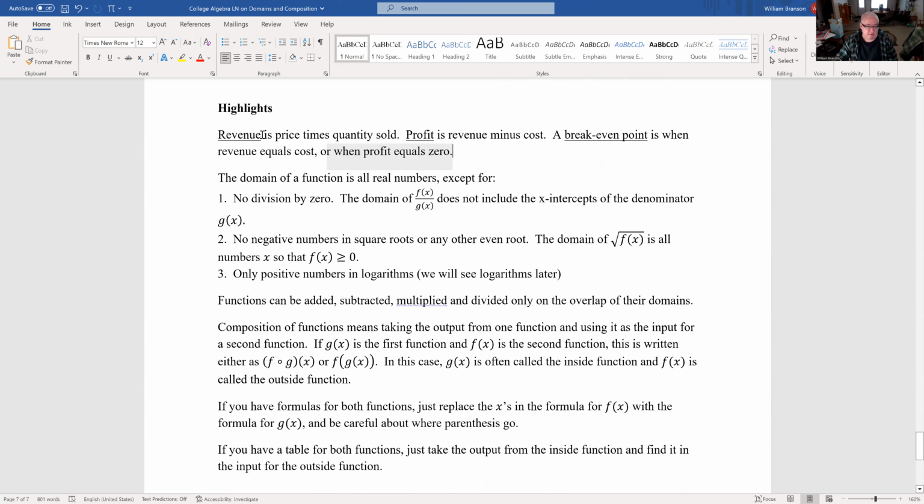So a couple of final points here: the rules about domains, and some stuff about composition of functions. And that's that.